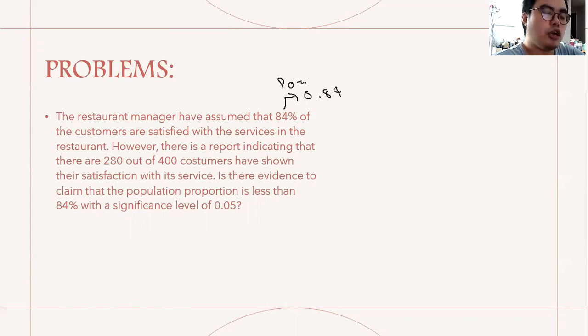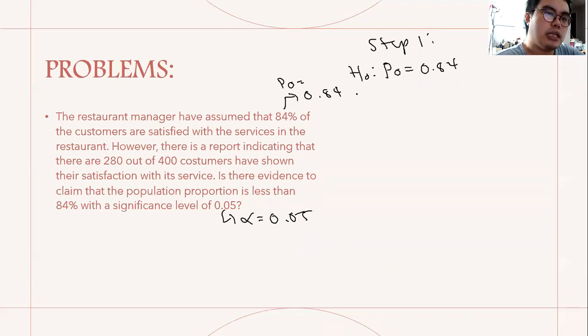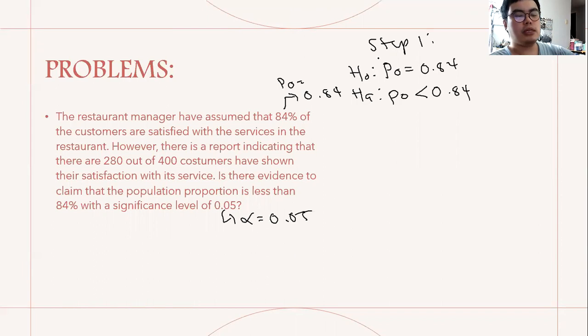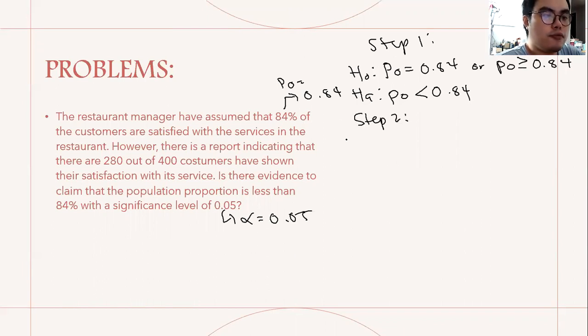So we already have our p sub 0 and our significance level. Step 1: p sub 0 is equal to 0.84 according to the null hypothesis. According to the alternative hypothesis, p sub 0 is less than 0.84. In determining the null hypothesis, we can also say p sub 0 is greater than or equal to 0.84. Step 2, we identify the significance level, which is 0.05.